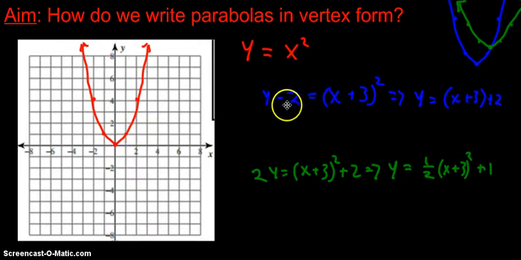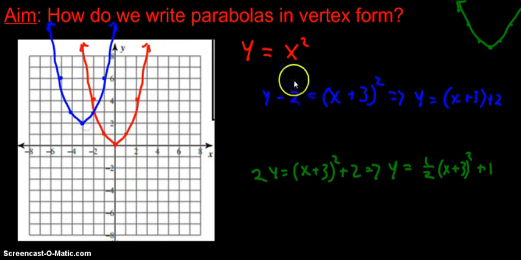So if we subtract 2 from y and add 3 to x, and we set it equal to y, we get this, which is vertex form, which has a vertex at negative 3, positive 2. Alright, because when we subtract a value from y, the vertex moves up. When we add a value to x, the vertex moves left. So you can see how vertex form will shift the parabola.